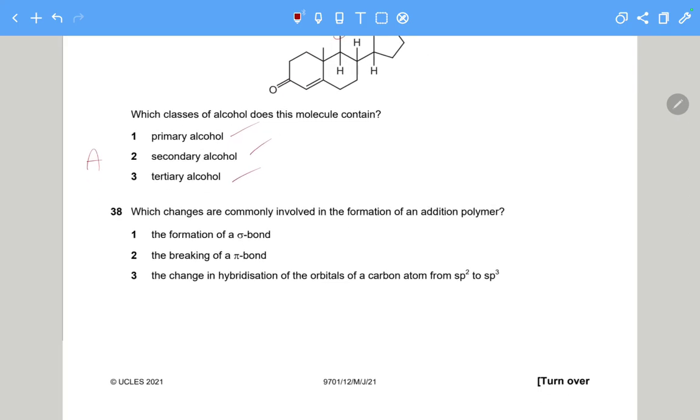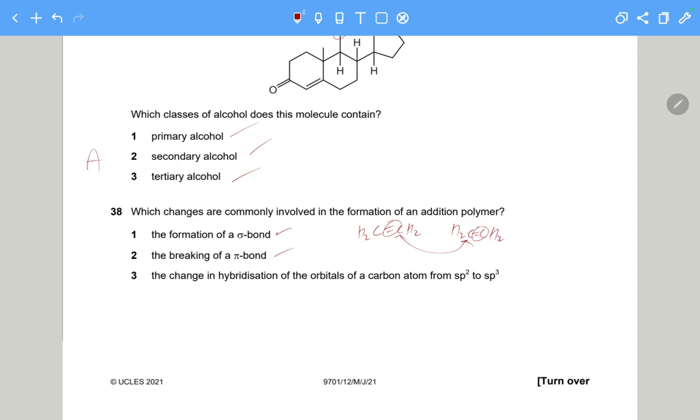Which changes are commonly involved in the formation of an addition polymer? The formation of a sigma bond, yes, because remember, when you're forming an addition polymer between H2C=CH2 and H2C=CH2, you'll get a sigma bond between these two carbons. Breaking of a pi bond, yes, because you break the C=C double bond, you break the pi bond, and this is also correct. The change in hybridization of the orbitals of a carbon atom from sp2 to sp3.